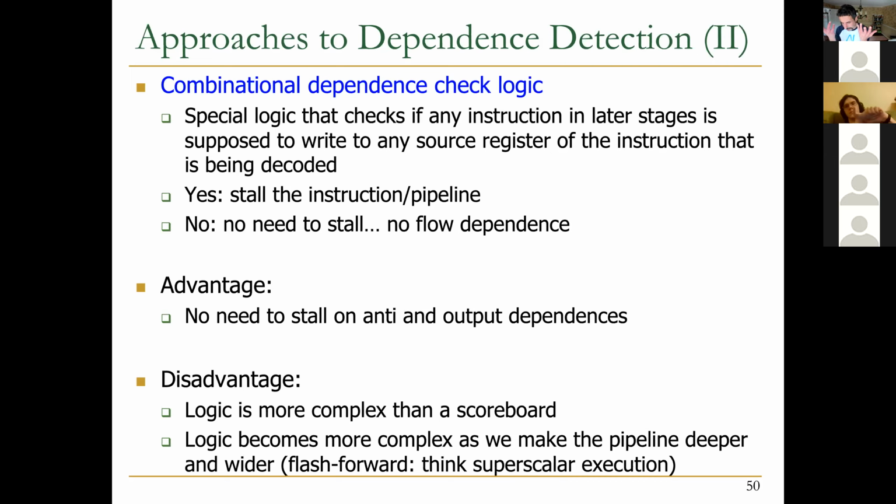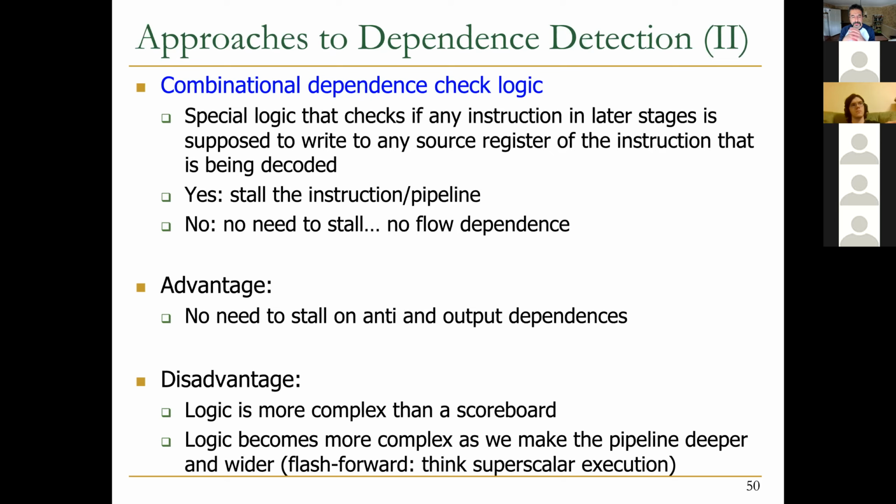But in this case, as you can guess, we have more flexibility, meaning that we do not need to stall on anti or output dependency as a result, because the information that we collect in this way is more, and we can detect these types of dependencies and stall accordingly. So as a result, we would have fewer stalls in the pipeline, which is a good advantage.